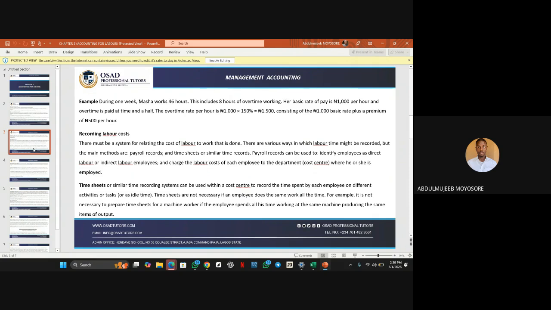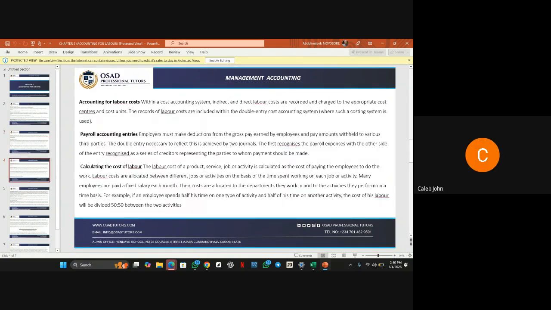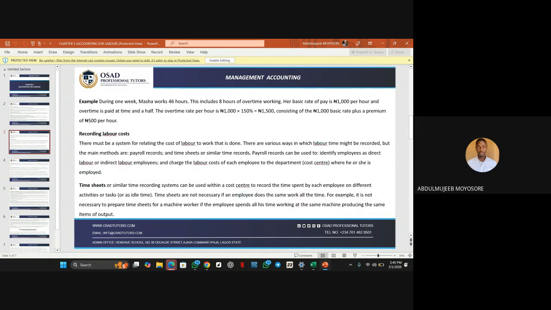The time you go to work, the time you finish work, or the time you worked on this machine. You use 3 hours on this machine, you use 2 hours on that machine. Total is 5 hours. They'll pay you for the 5 hours you used on that particular machine. Do you understand me? Yes, sir. That is for timesheet. So accounting for labor costs: timesheet is similar to similar time record.